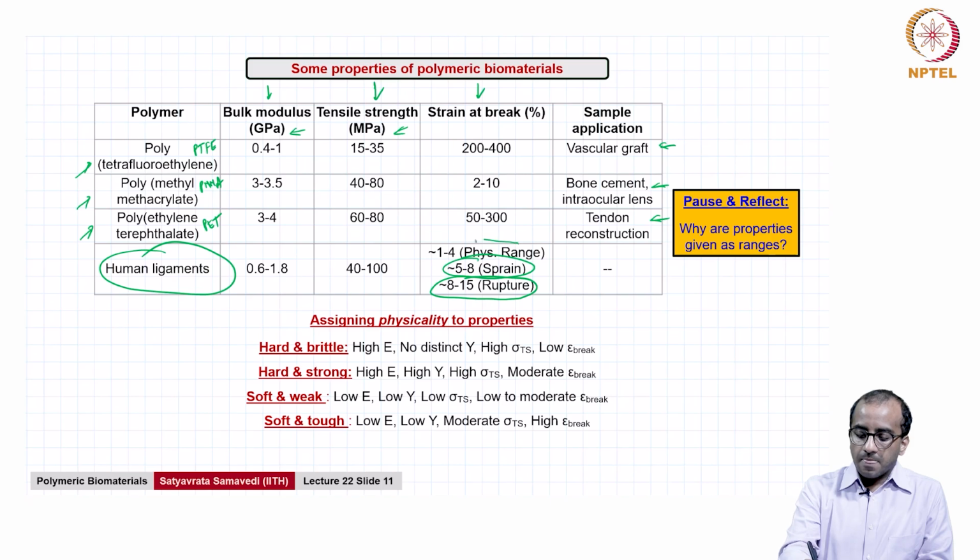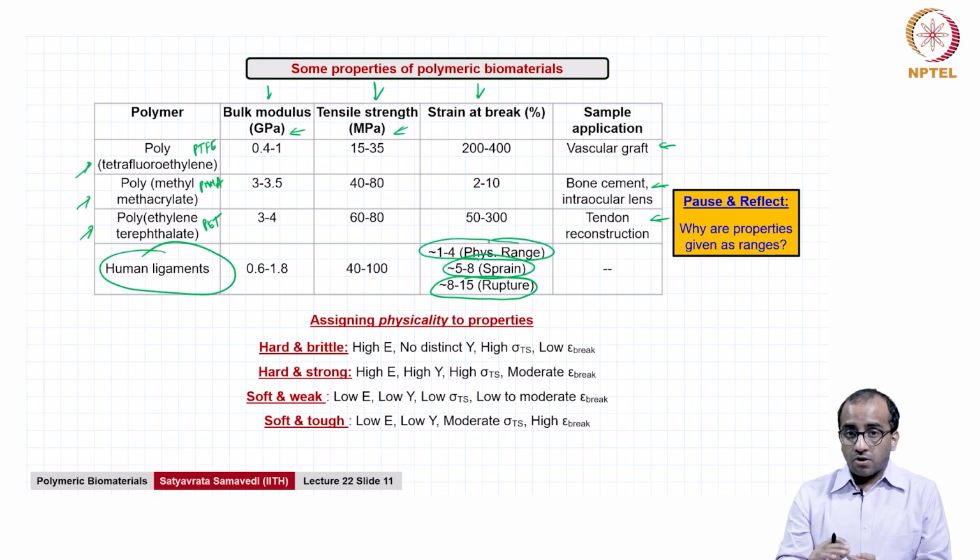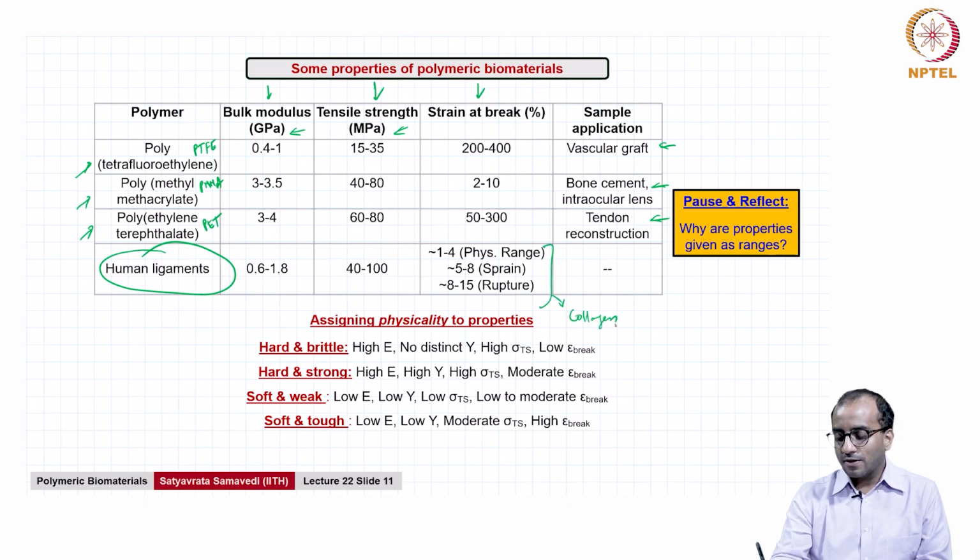And the normal physiological range for ligaments for strains is about 1 to 4%, right? It is a fairly small number. And all of this can be connected to the collagen present in the ligaments. So that is what leads to some of these properties that we are looking at here.